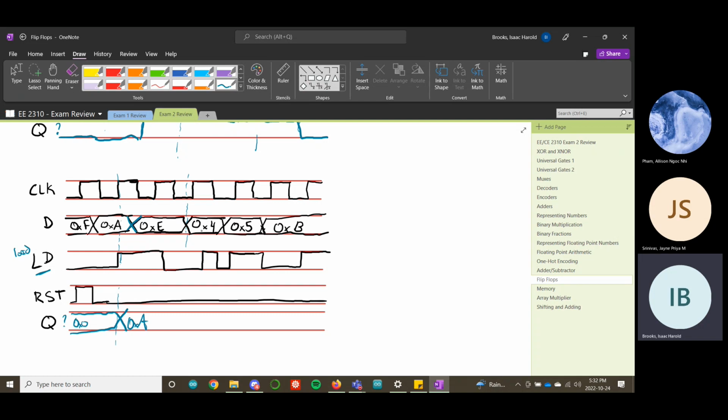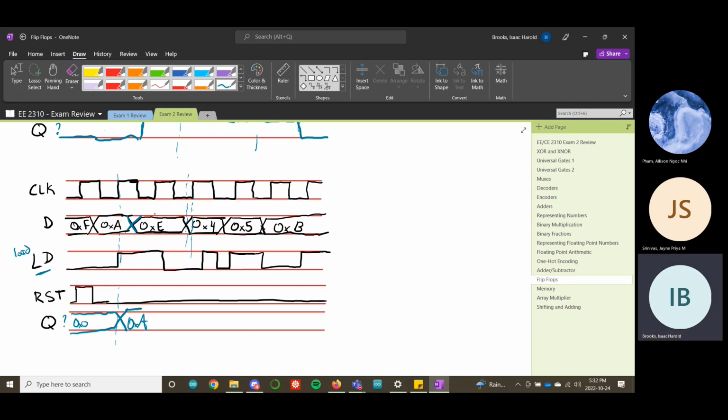I would assume that for your class, it's not going to happen that a rising clock edge is going to intersect one of these things. I would say just do your best, eyeball it, try and pick whichever one makes the most sense. So if this rising clock edge happened right here and we assumed load was high, then it would pass through this hex 4. But let's keep going.